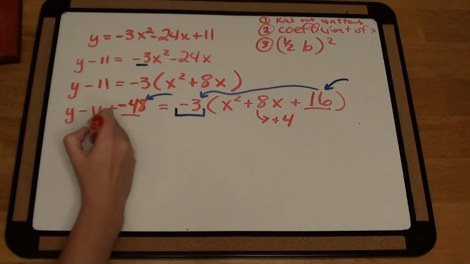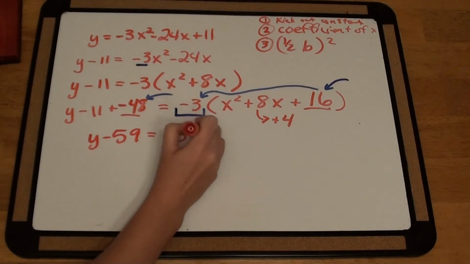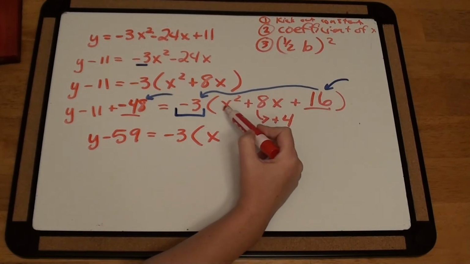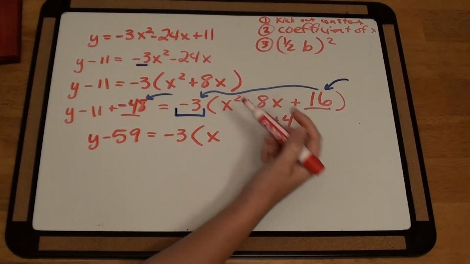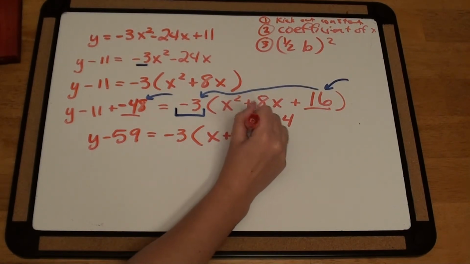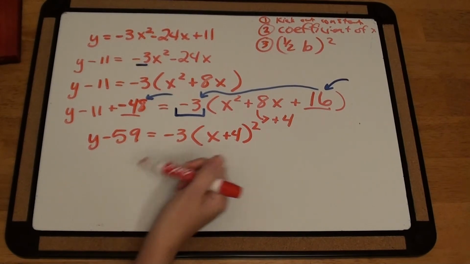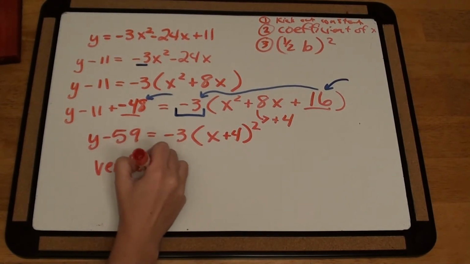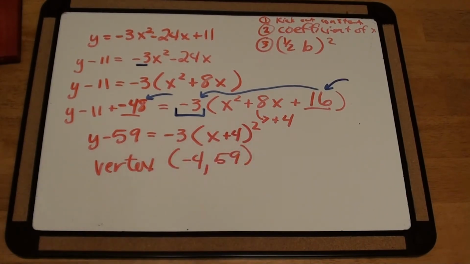All right, so then we get y minus 59 equals negative 3 x plus 4 squared. Now I told you before the little trick here, if we wanted to factor this down, we could go ahead and do the whole factoring thing. But if you write down half of b here, we know that's going to be the case because we know we're completing the square. We know that half of b will end up being this number, and it's a positive 4. So here my vertex would be negative 4, 59.